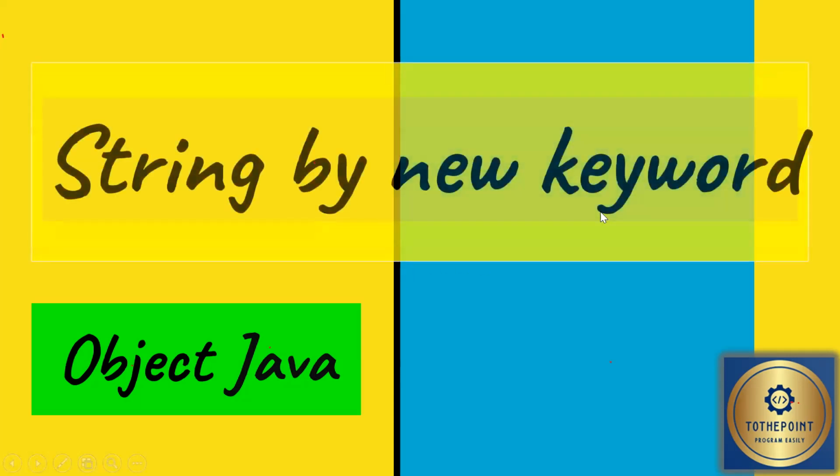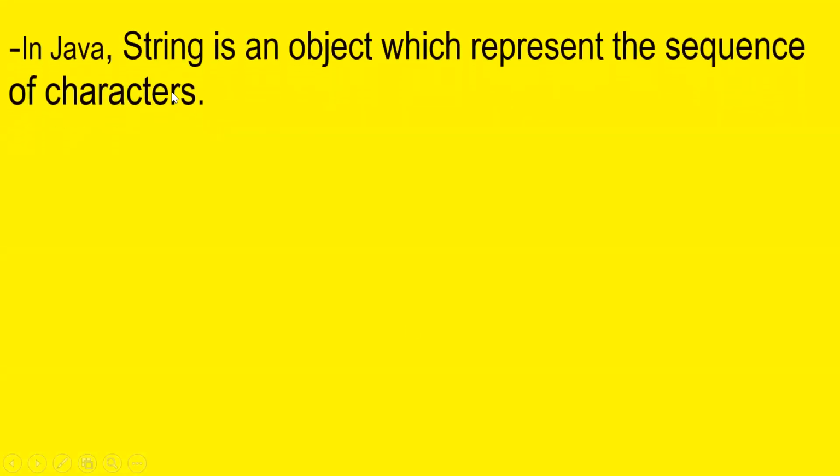There's a second way, that's the new keyword. Okay, the first way is by string literal, and the other way is by using the string new keyword. Okay, let's see what a string is first. A string is an object which represents a sequence of characters.